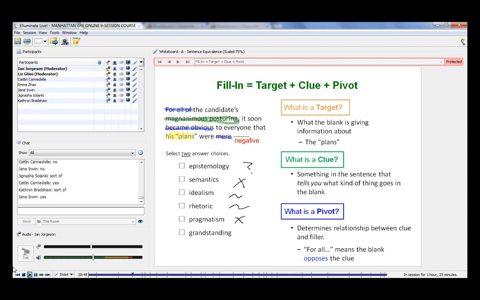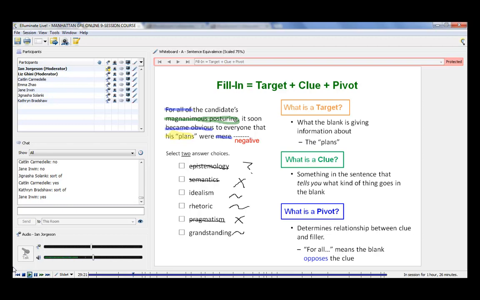I've got some sort ofs, I've got some yeses. Okay, so let's now take a look at pairs of answers. Epistemology, Catherine gave us, meant the study of knowledge. That doesn't have a pair. Pragmatism doesn't have a pair either. Semantics doesn't have a pair either. So now we're left with three answers: idealism, rhetoric, and grandstanding.